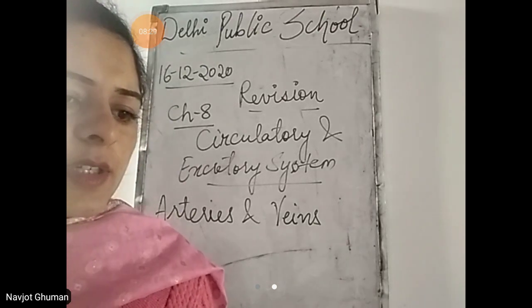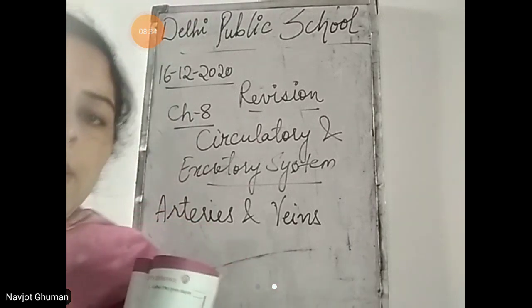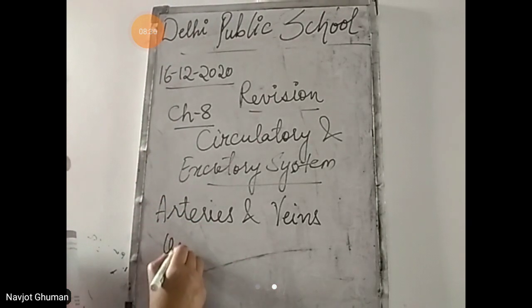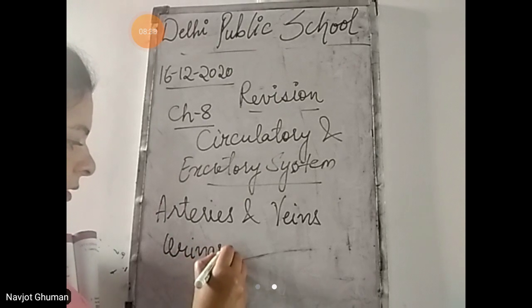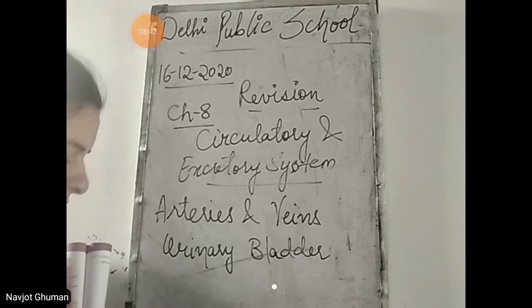Next, which of these organs store urine? Urine is stored in urinary bladder. Answer will be urinary bladder. And it is a bag-like organ where urine is stored.